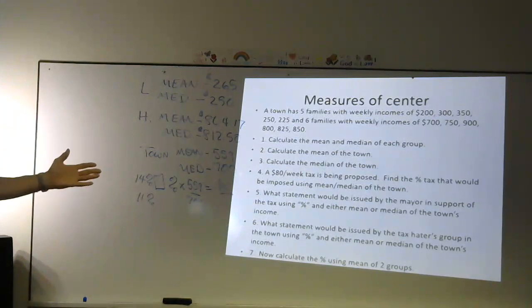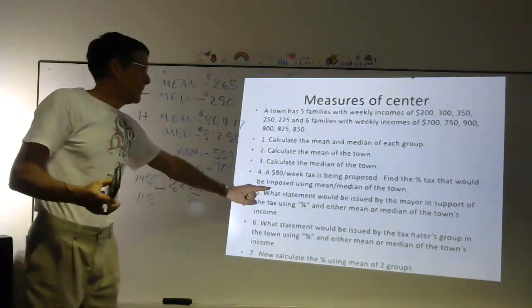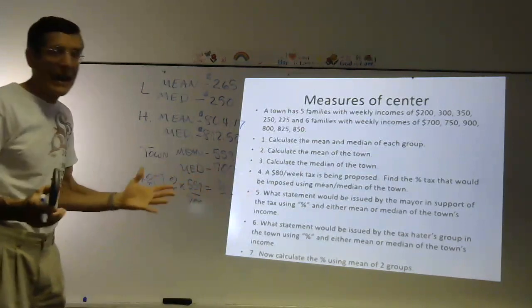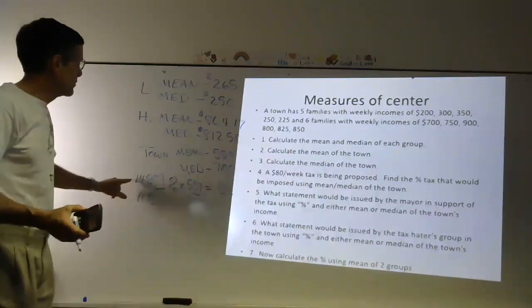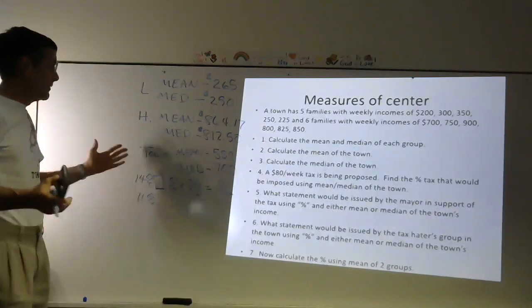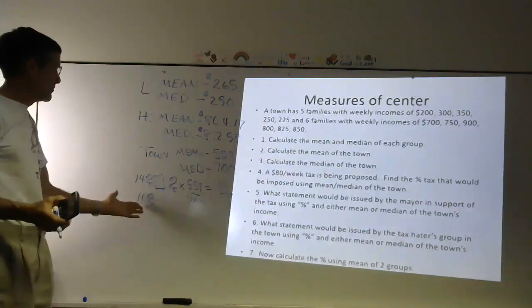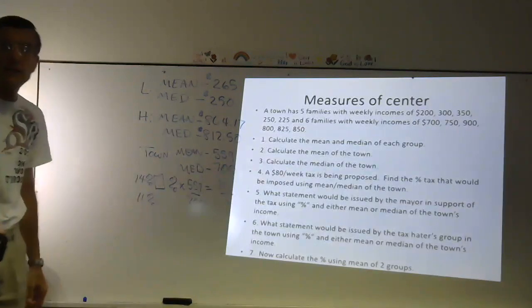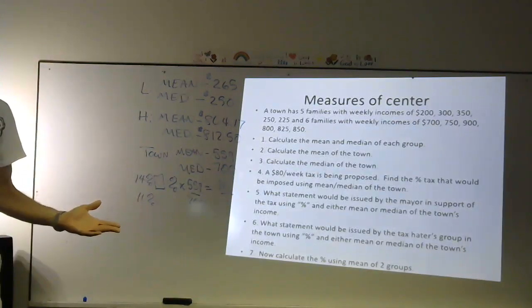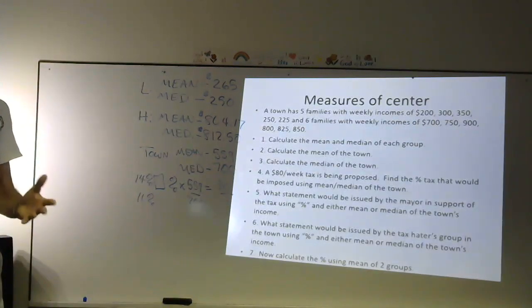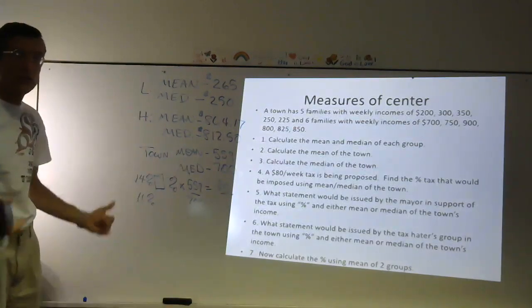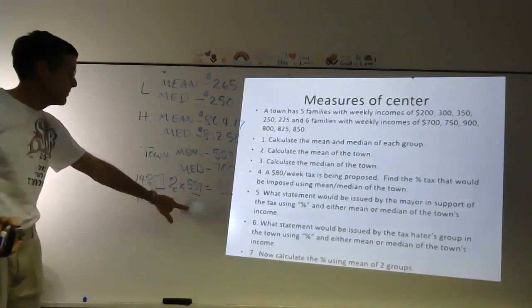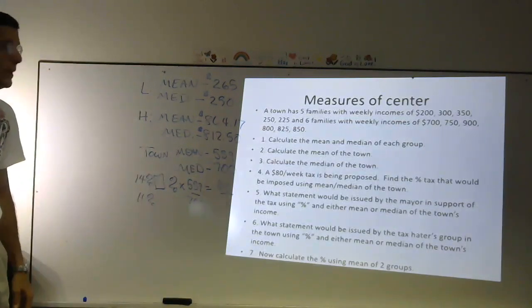You could make a statement. The mayor wants the tax. He needs that tax money for his budget. He would say, oh, that's not horrible. It's only 11% of the median income. And he's telling the truth. The mayor of the town, now, are you with me on this? He would say the $80 tax is not such a big deal. It's only 11% of the median income.